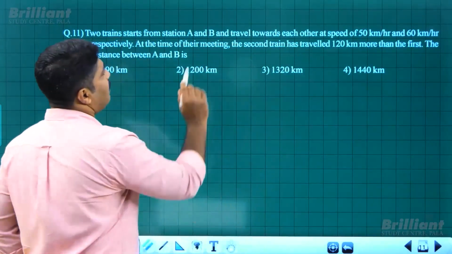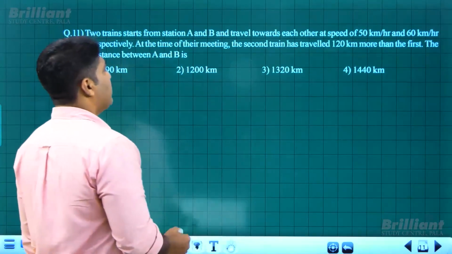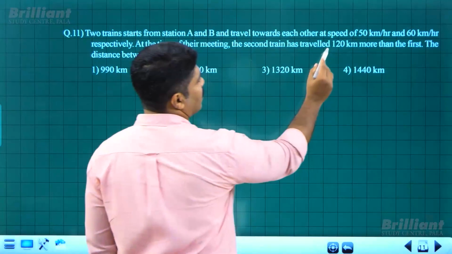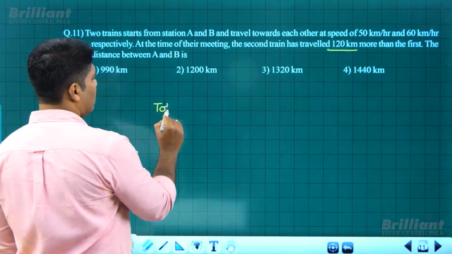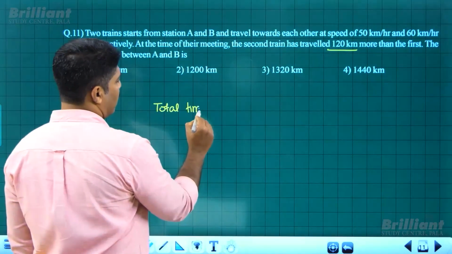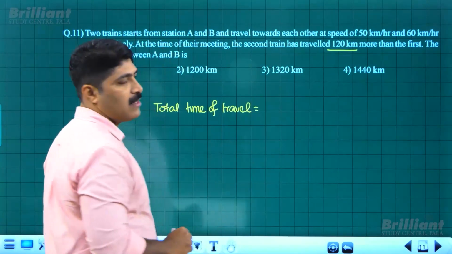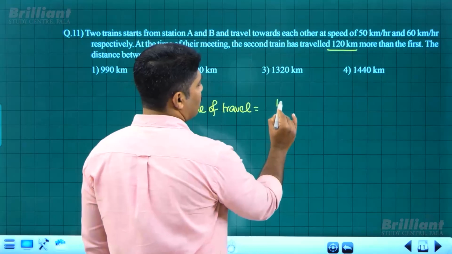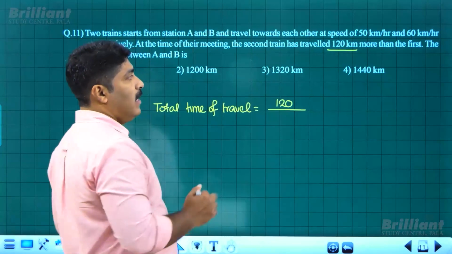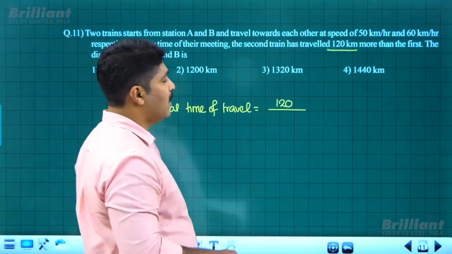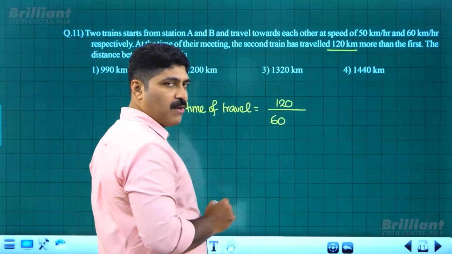Here, A and B travel towards each other at speeds of 50 km/h and 60 km/h, respectively. At the time of their meeting, the second train has traveled 120 km more than the first. So therefore, here we can consider the total time of travel. How can we find out the total time of travel? This 120 km is the difference in the distances they covered in total. That means each 1 hour, the faster train travels 60 km/h.